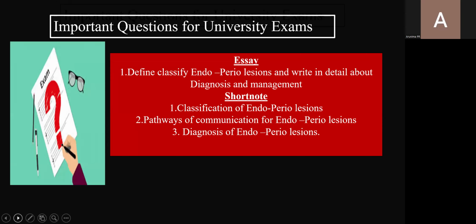From this topic, the university most commonly asks essay questions, such as define and classify endo-perio lesions, and diagnosis and management. Short notes include the classification of endo-perio lesions, pathways of communication for endo-perio lesions, and similar questions on the diagnosis of endo-perio lesions. So kindly make a note of these important university questions.